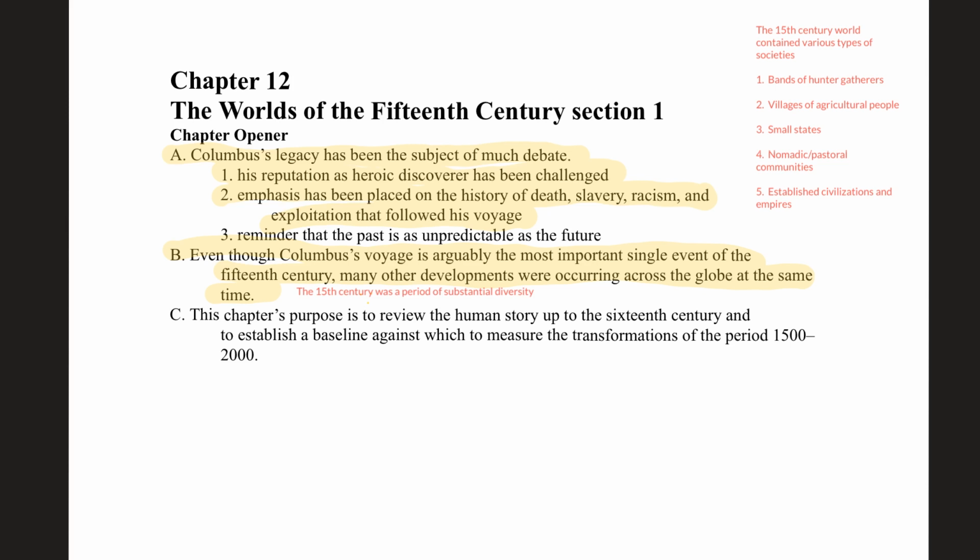Now, the thing is, and we'll get to this in the next page, the 15th century is kind of like the last time we have everybody at the party. From the 15th century on, you're going to start to see that some of these people, like the bands of hunters and gatherers, the nomadic slash pastoral communities, and then eventually everybody else, are going to start to become absorbed by especially small states. But really, the established civilizations and empires are going to start to really rule the day here.